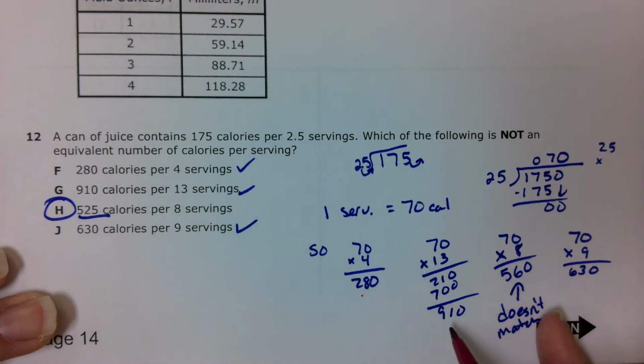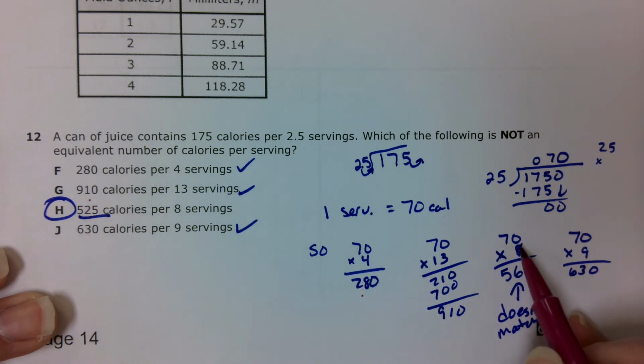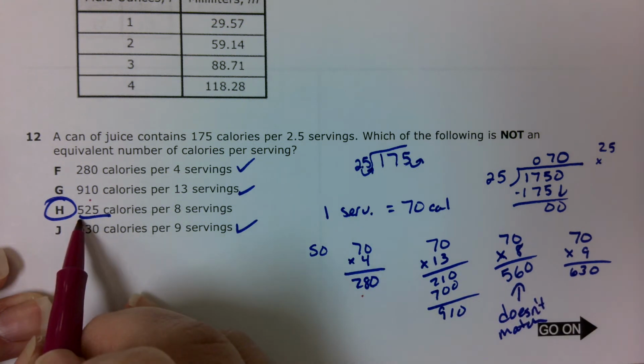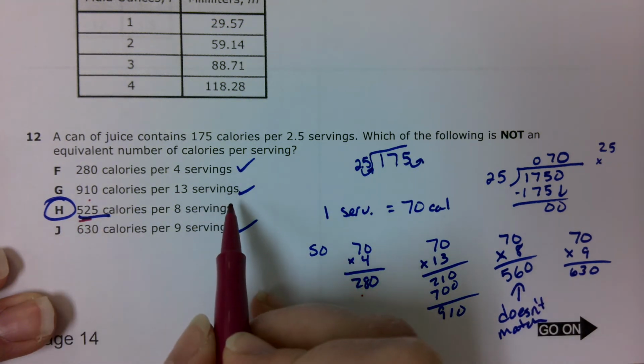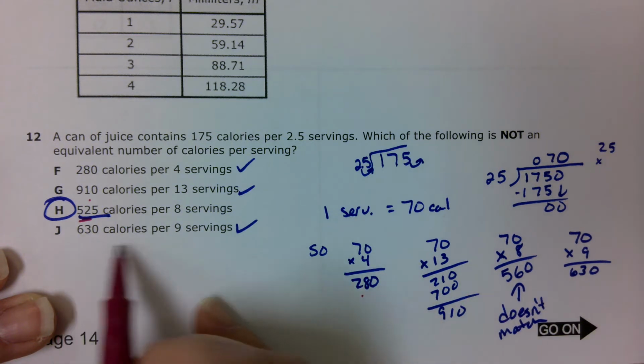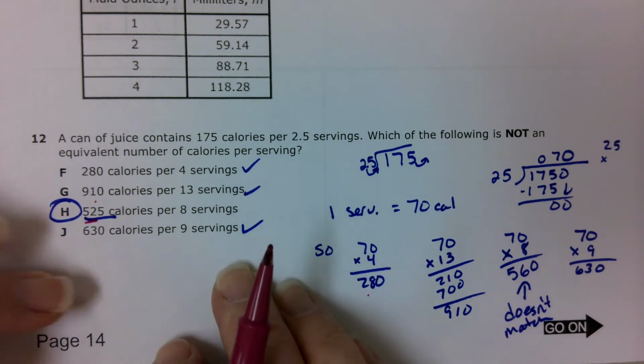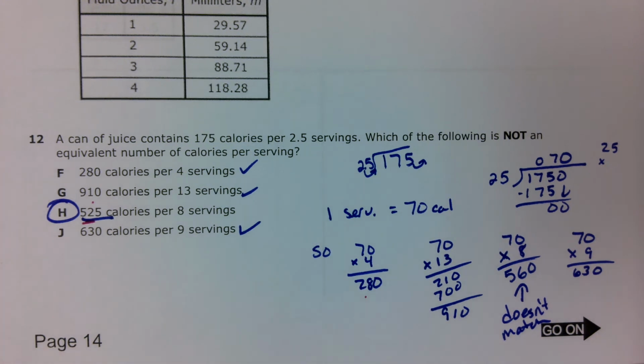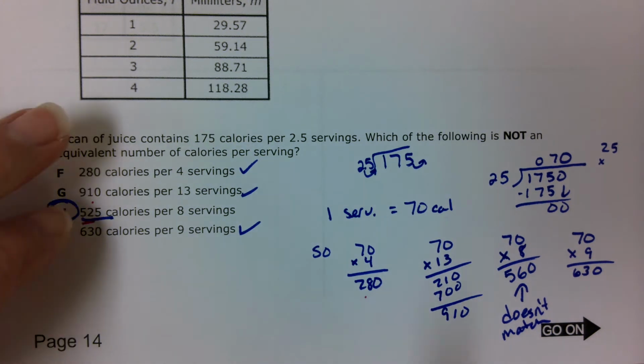13 servings, that's here, 910 calories, that works. 70 calories times 8 servings is 560. There's 525, so that one is not an equivalent number. And then the last one, 9 servings, 70 calories times 9 servings, 630 calories, and that works. So H does not work in our equivalency there.